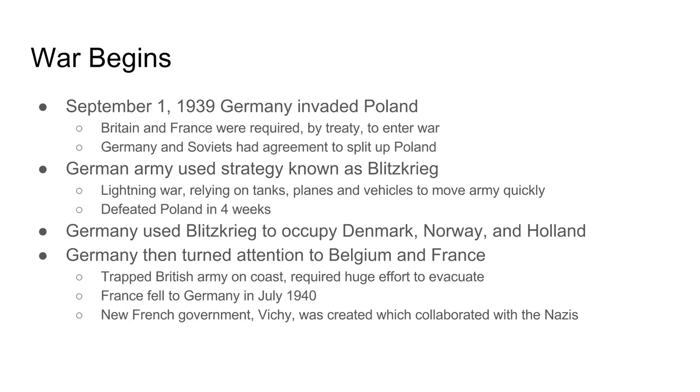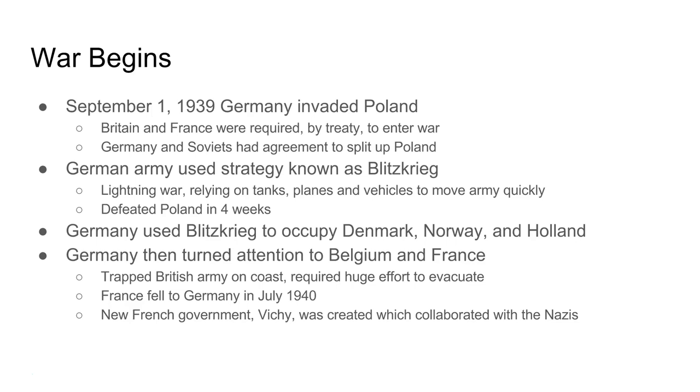And then the war actually begins. On September 1st of 1939, Germany invades Poland, and they use a strategy known as the Blitzkrieg. This invasion forces Britain and France to meet their treaty obligations and enter the war.